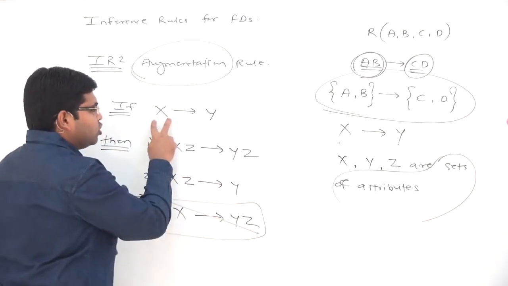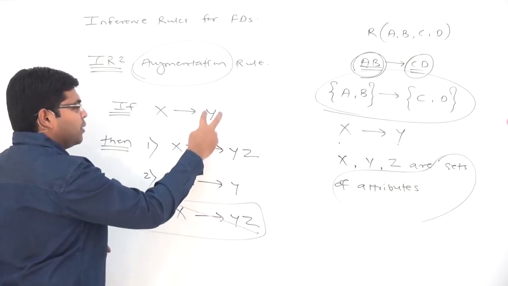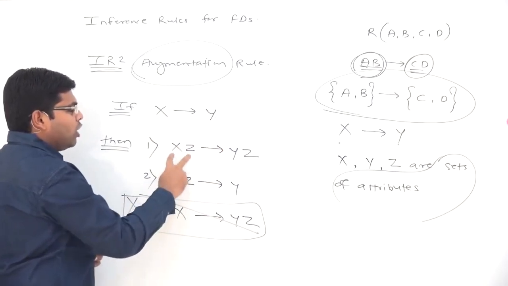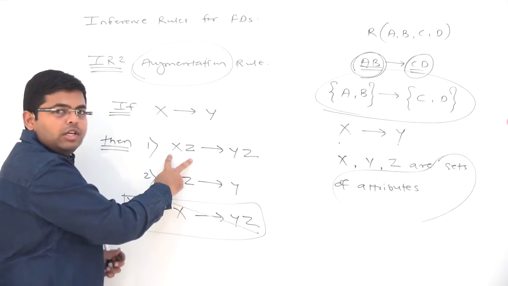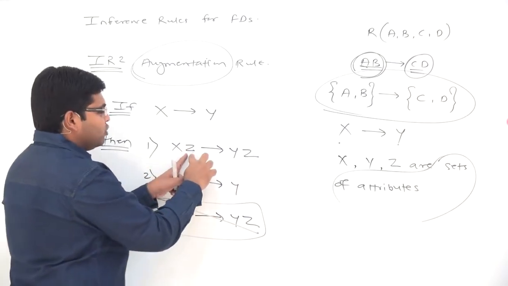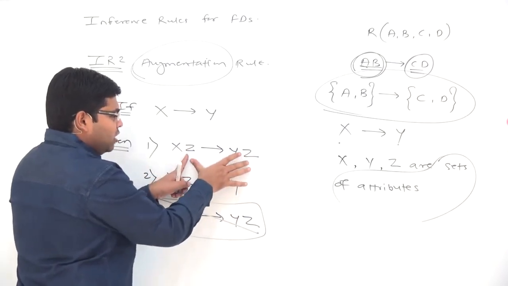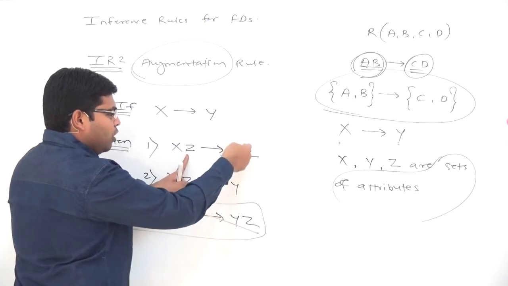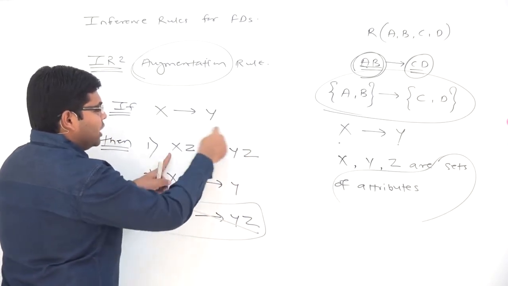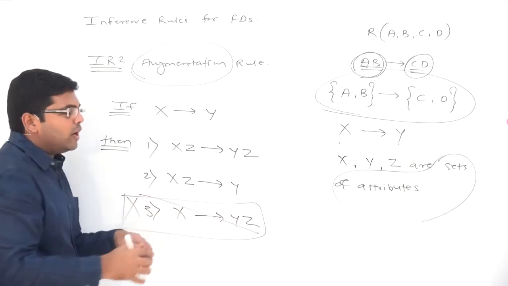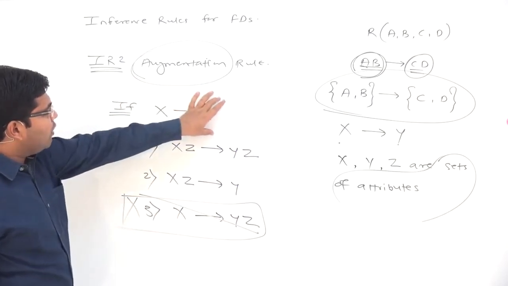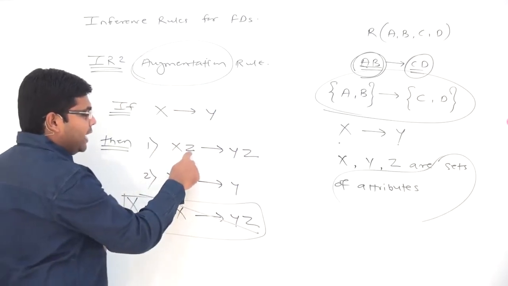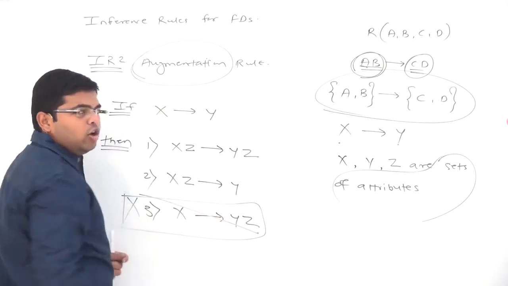So whenever x gives the value of y, whenever you can determine y from the value of x, you can always determine yz from the value of xz, because this z on both the sides will be cancelled. From z you can determine the value of z, but from x you get the value of y, and that's why whenever x alone can give you the value of y, if you have z additional to the x, you will get the value of yz.